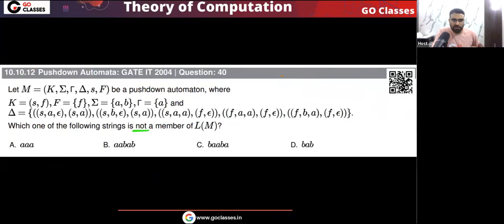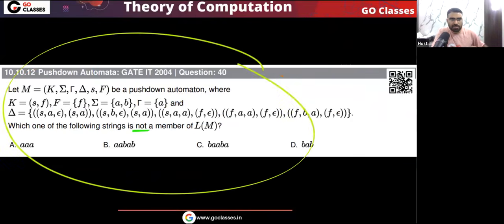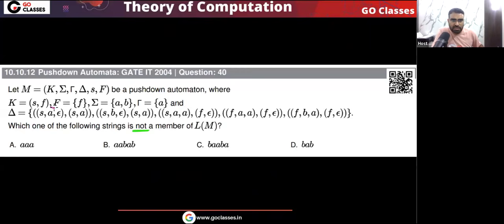Okay, so let's solve it. First, you create the PDA, the transition diagram. You create the diagram here. The initial state is S and the final state is F. This is the final state that is given in the question, because you can easily see that the final state is F, and the set of states is S comma F.